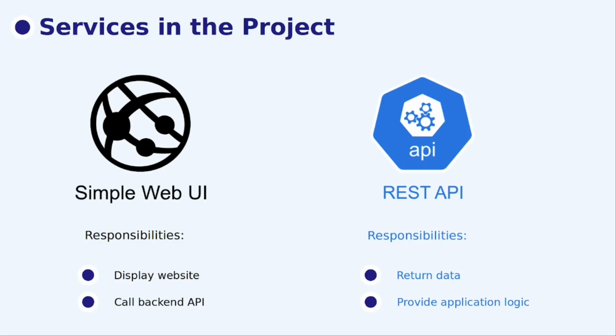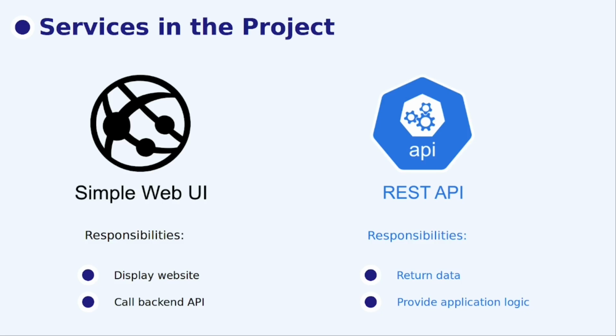Services in the project. Now let's take a closer look at the two services in this project. The front-end service is responsible for the user interface. It displays the website and interacts with the user through the browser. Whenever the front-end needs data, it sends requests through the backend API. The backend service, on the other hand, handles application logic. It processes requests, interacts with a database, and returns structured data, often in JSON format.